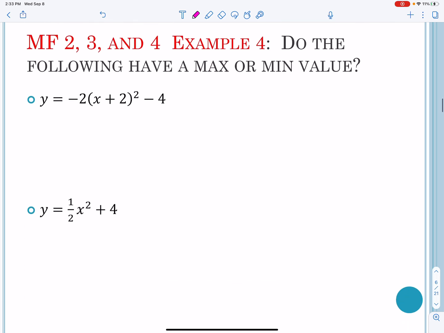Right? On the next questions, it's not even asking you to graph, so read the directions. It's saying, is there a max or a min? Which one? Well, you've got to think about what flips it.